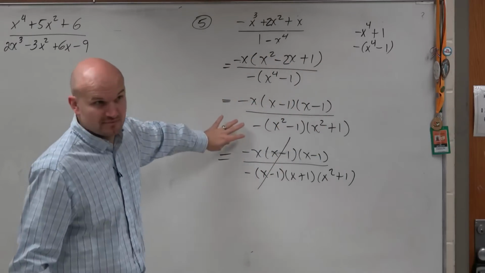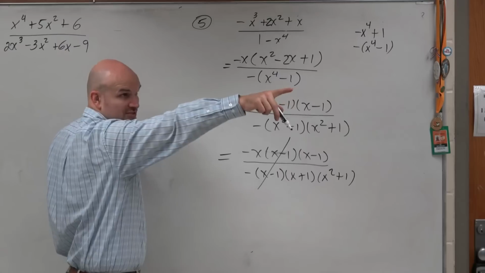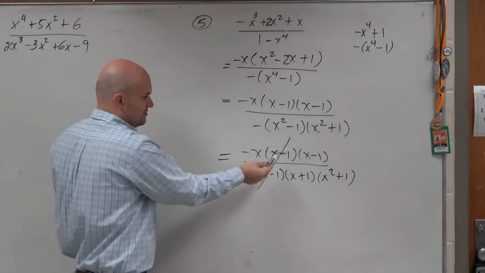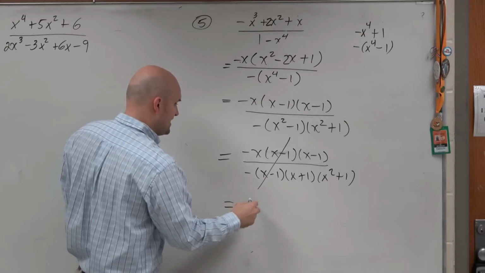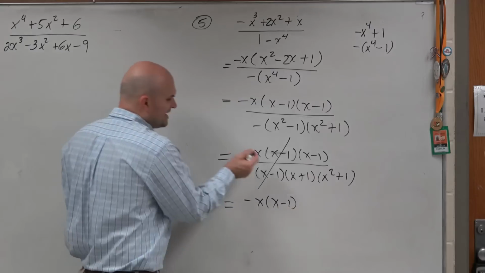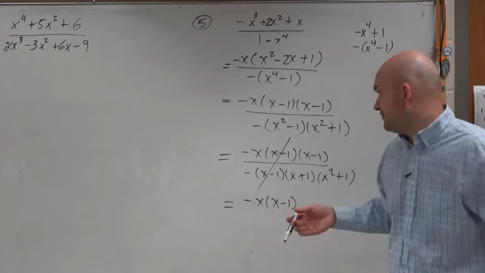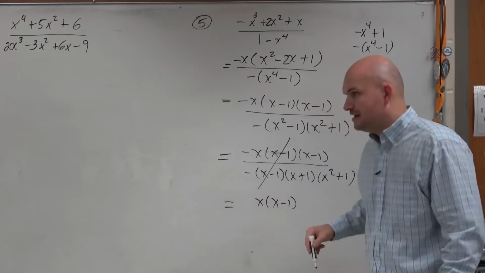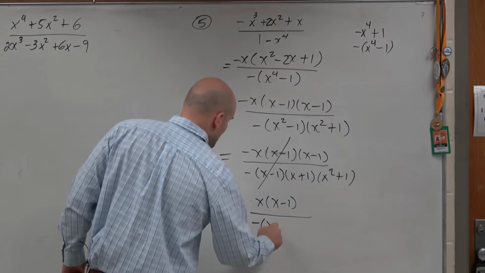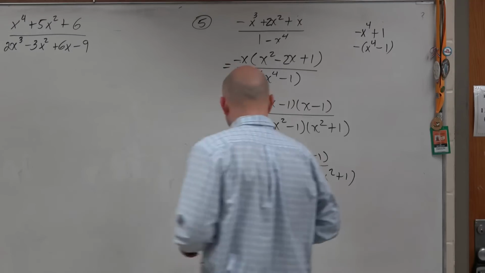But still, the factoring still makes sense. Now, these divide out, right? Because any term or number or expression divided by itself is equal to 1, correct? So my simplified final result is just going to be a negative x times x minus 1. Again, guys, a negative divided by a negative is just a positive, right? So I don't really need to worry about having the negatives there. And I'm just going to be left with a negative times x plus 1 times x squared plus 1.